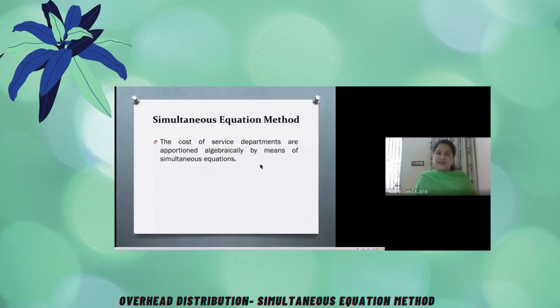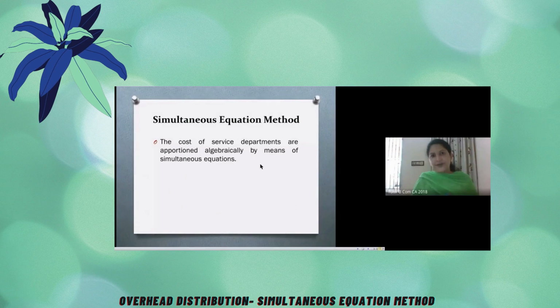The third method is the simultaneous equation method for the overhead distribution. This is also a method used for secondary distribution. We already learned about the primary distribution, which includes allocation and apportionment, and in the secondary methods we learned in the last few classes about the direct method and the repeated distribution method. So in today's class we would be discussing the simultaneous equation method.